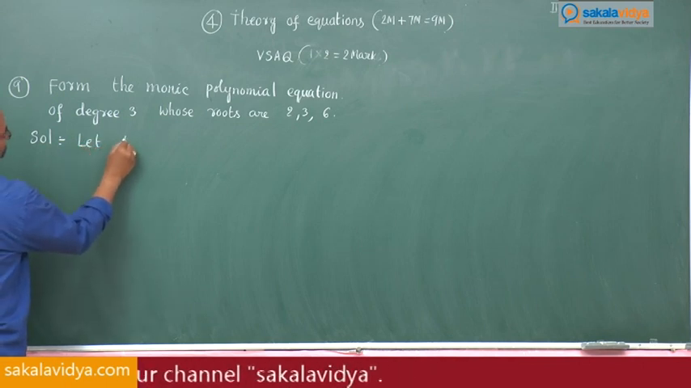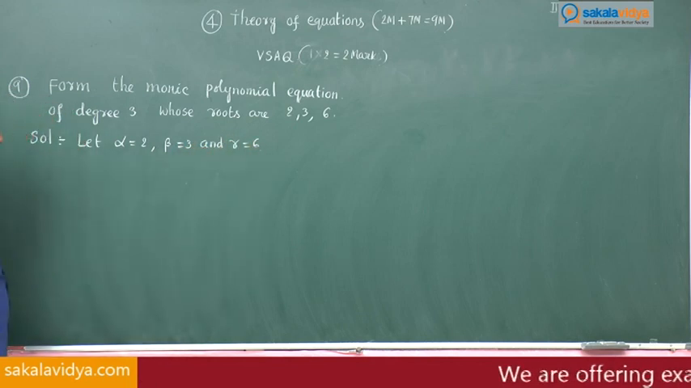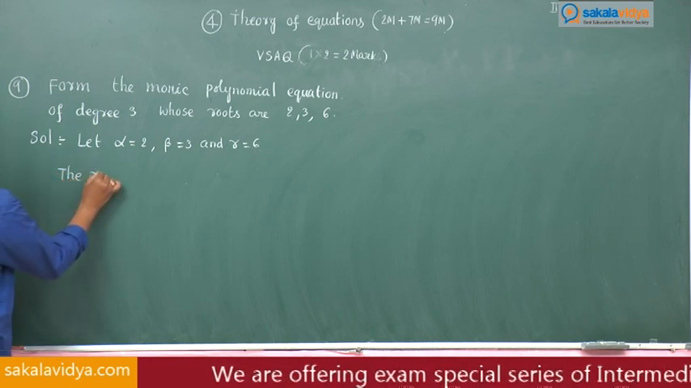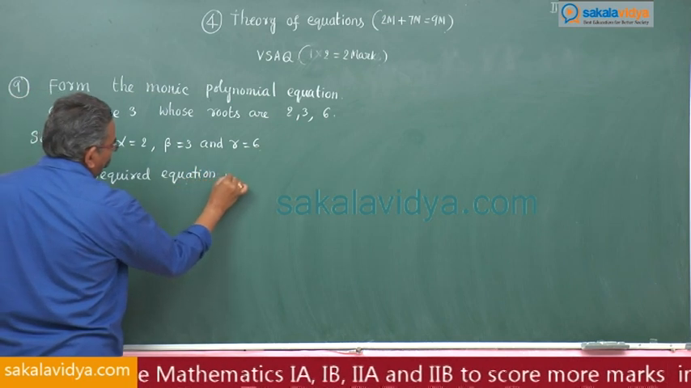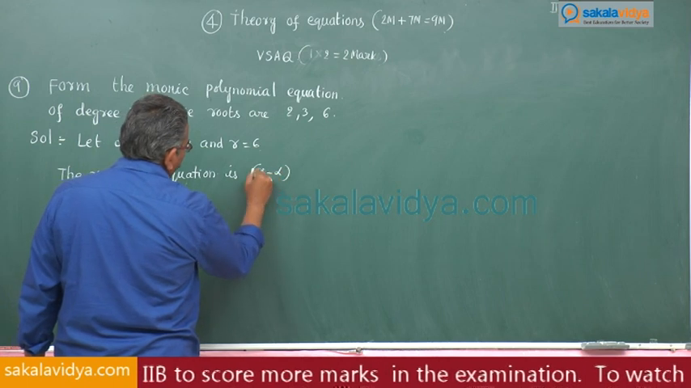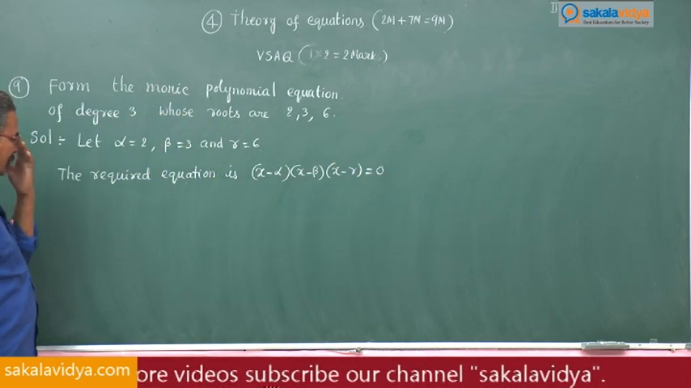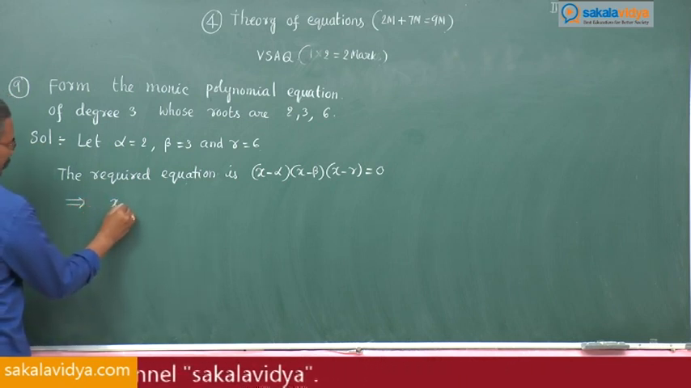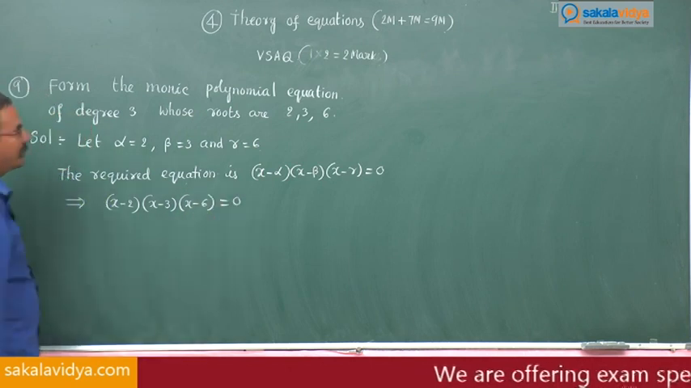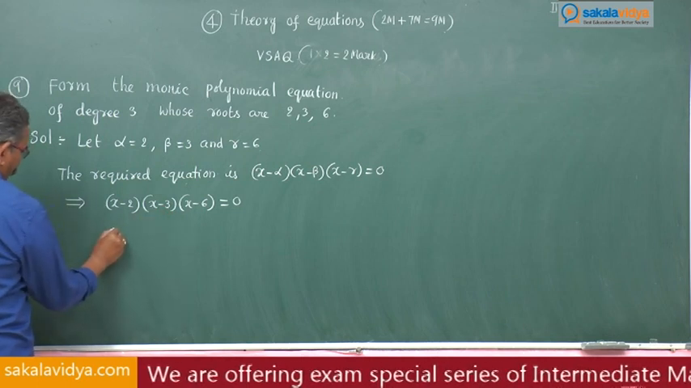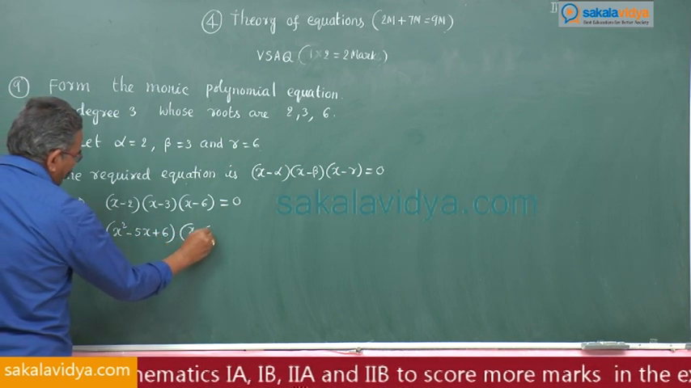let us say alpha is equal to 2, beta is equal to 3 and gamma is equal to 6. The required equation is x minus alpha into x minus beta into x minus gamma is equal to 0. Now, that implies x minus 2 into x minus 3, x minus 6 is equal to 0. So, first let us multiply these two, x square minus 5x plus 6 into x minus 6 is equal to 0.